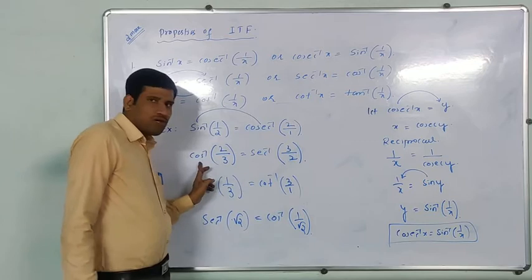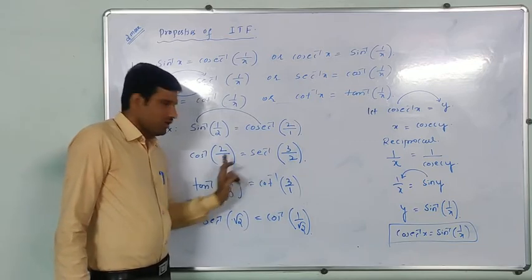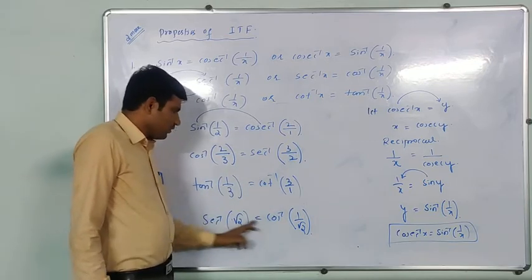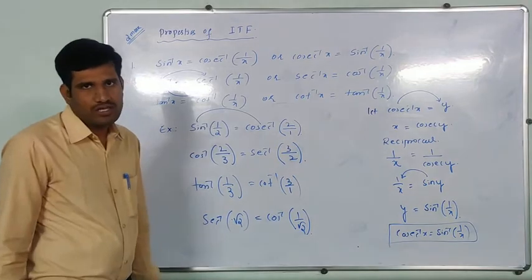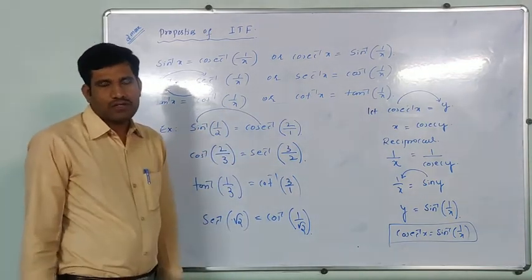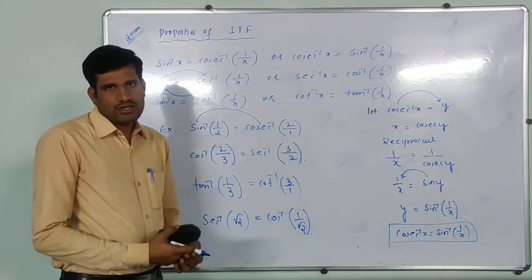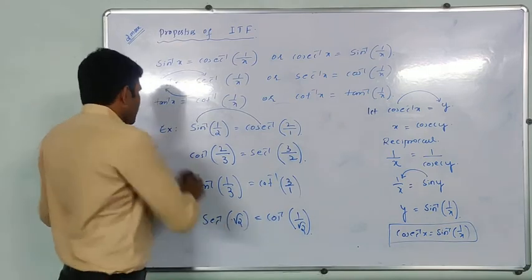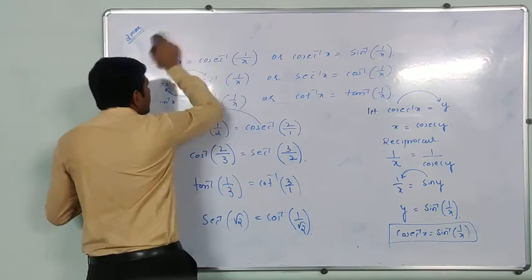Or we may need to convert cos inverse in terms of sec inverse, or tan inverse in terms of cot inverse, or sec inverse in terms of cos inverse. In that condition, we are going to use this first property of inverse trigonometry. Is it clear, friends? So we will go for the next property.